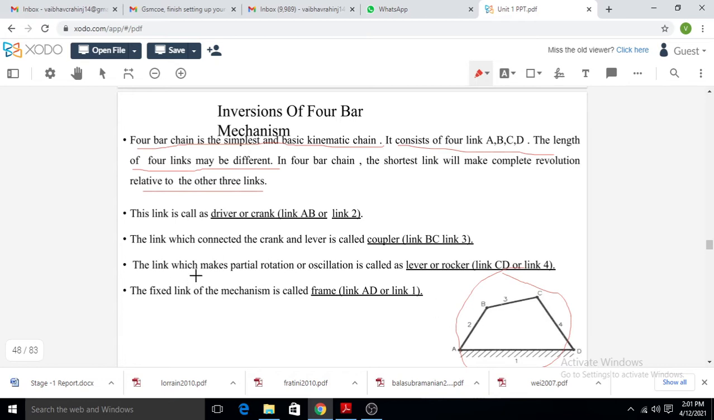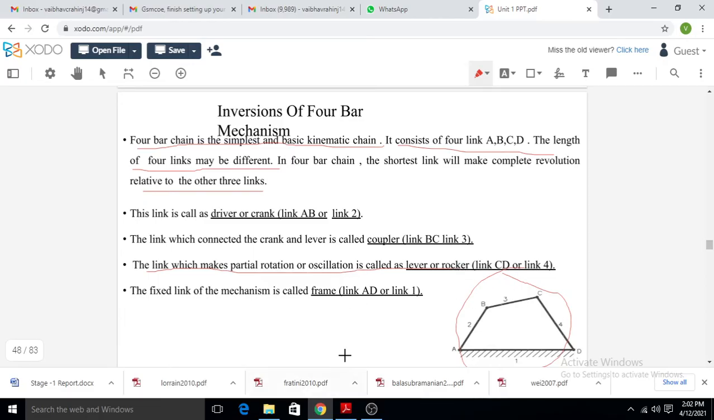Then there is the link which connects the crank and the lever, which is called the coupler. First of all, we will see what a lever is. The link which makes the partial rotation or oscillation is called the rocker or a lever.